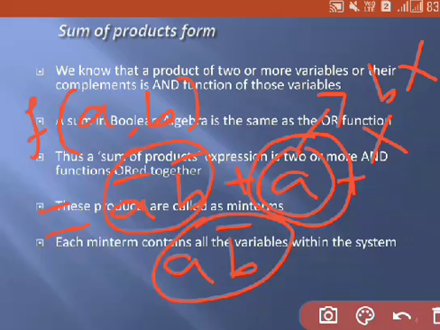By taking a simple example, f of a comma b is equal to a bar b bar plus a b bar. In that, a bar b bar is one min term and a b bar is also another min term, because in those two product terms we are having all the possible variables. Whereas if you consider the second term, that is a, in this the variable missing is b. That's why this a term you cannot call a min term.